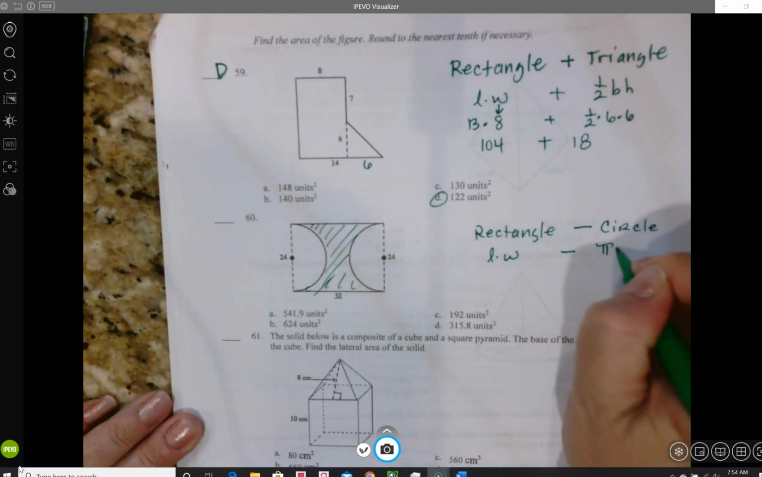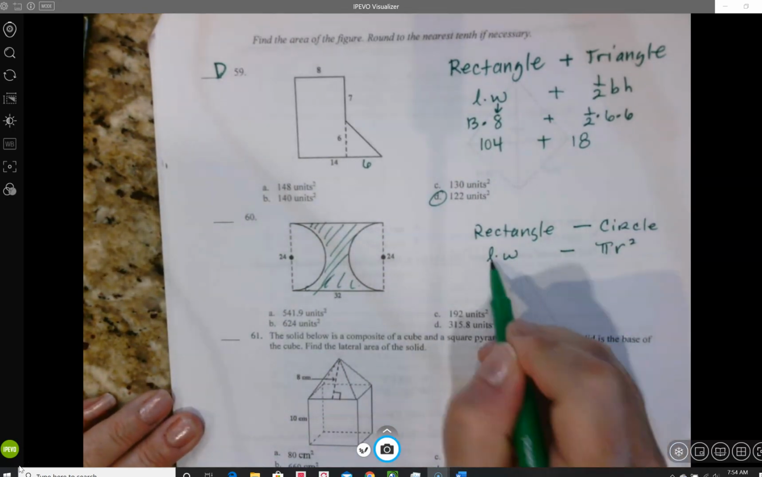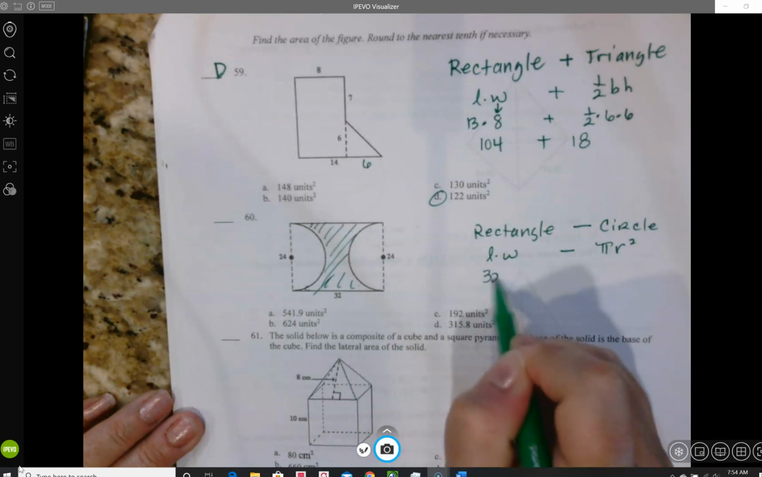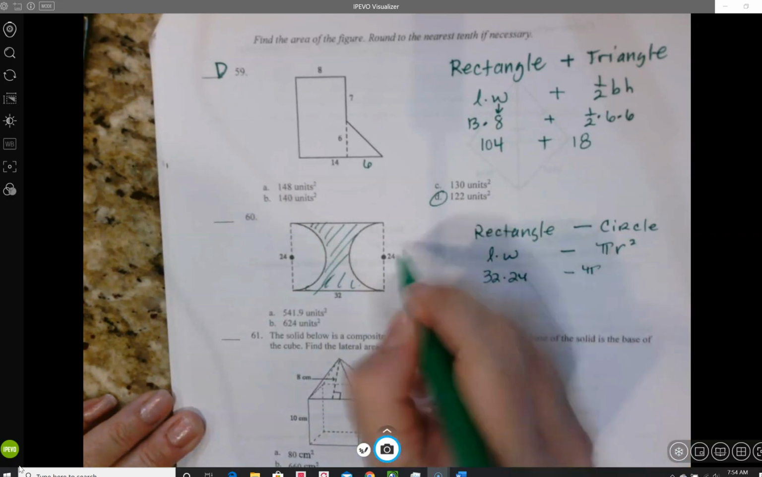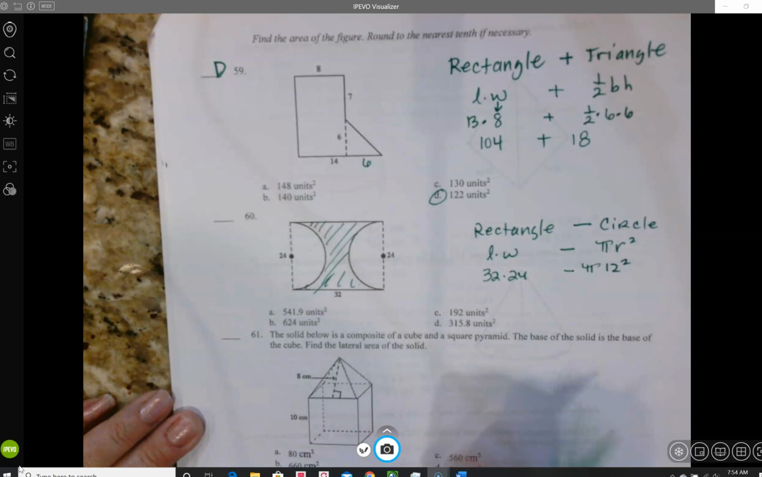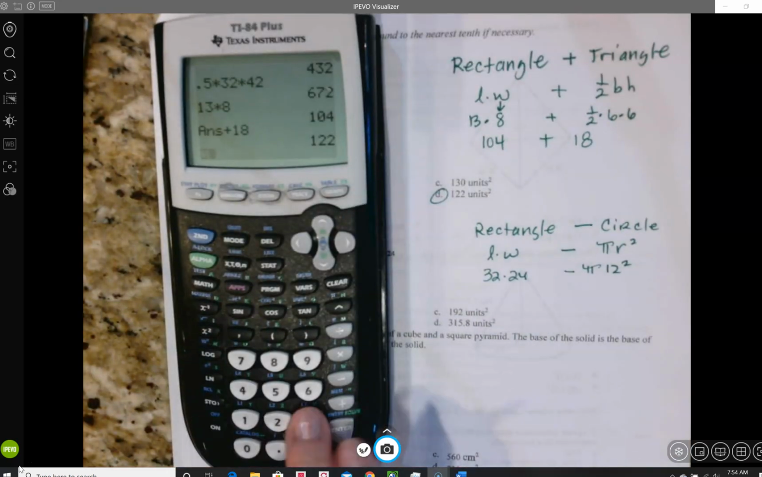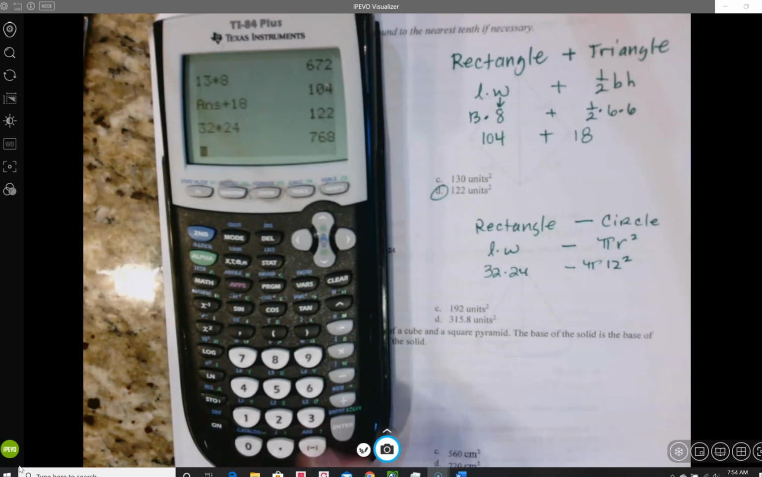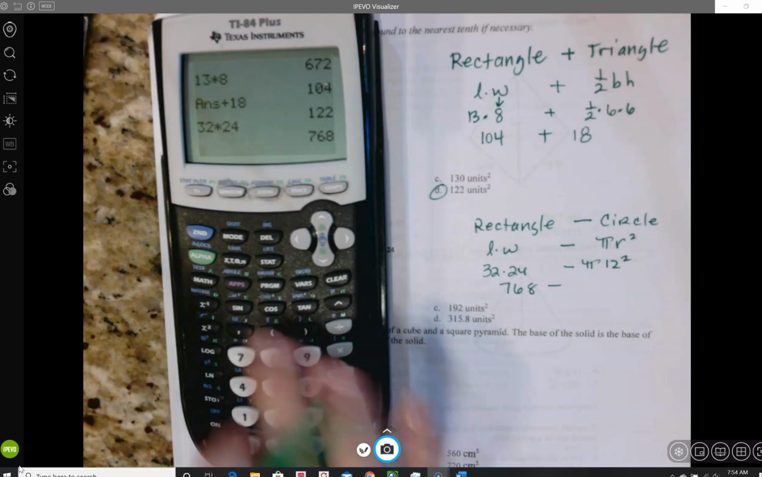So I'm going to take the area of the circle, pi r squared. My length of my rectangle is 32, and my width is 24. And my radius of my circle, and we have to remember a radius is just halfway across, so that's going to be 12 squared. So I'm going to do 32 times 24, and I get 768, and then I'm going to subtract.